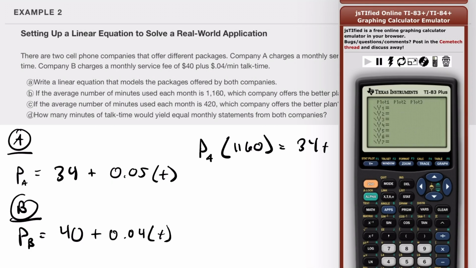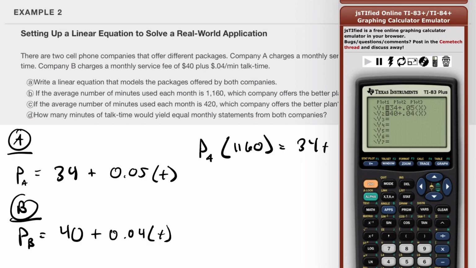Now what I'm going to do is go to my y equals, and I'm going to put company A into slot 1. 34 plus 5 cents times x. Okay. And then company B I'm going to put in slot 2. 40 plus 4 cents times x. Okay.